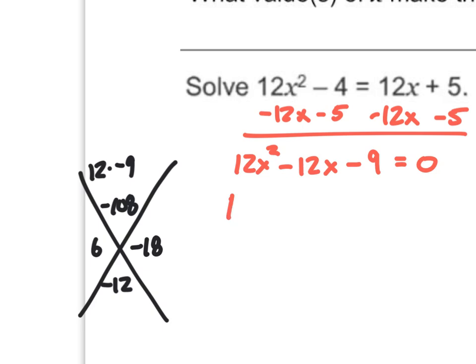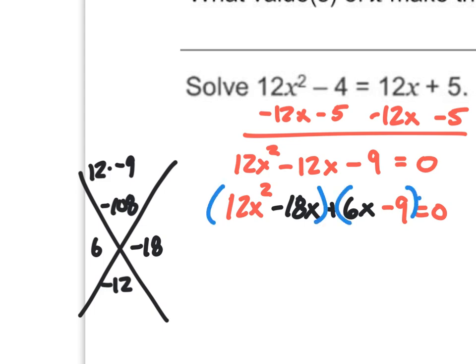I'm going to split this up and do 12x squared, and then minus 18x, and then plus 6x, and then minus 9, and set that equal to 0. Then I'm going to group these together and find a common factor. Between 12 and 18, I can factor out a 6. So if I factor out 6x, I'm left with a 2x minus 3.